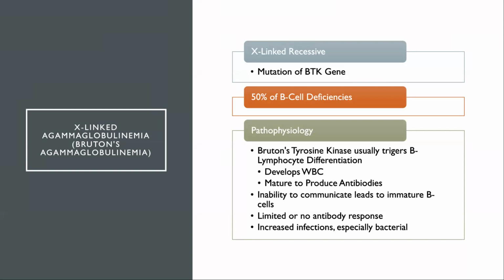The pathophysiology is that Bruton's tyrosine kinase, which usually triggers B lymphocyte differentiation, fails to appropriately act. So we don't have the typical development of white blood cells that we would expect, and we don't see any B lymphocyte maturation to produce antibodies. This lack of Bruton's tyrosine kinase's ability to communicate with immature B cells, like I said, prevents them from producing antibodies, so we have limited or no antibody response, and then we see increased infections, especially bacterial.